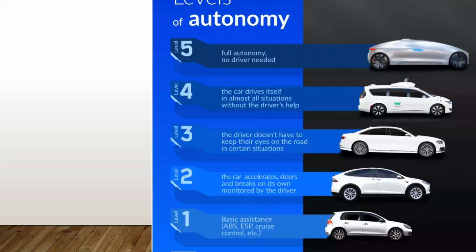The Society of Automotive Engineers developed the current standards for autonomous driving. According to the SAE standard, capability of the automation vehicles range from level 0 to level 5. Level 0 is not autonomous, and level 5 is fully automation.